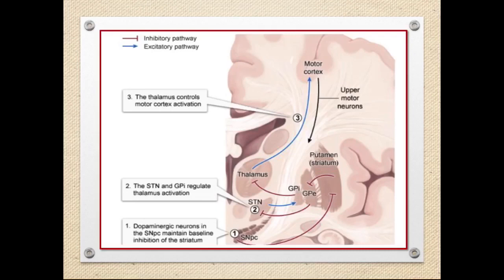this diagram, it shows very clear cut pathways of the connection from the basal ganglia to the ultimately movement. See, the first point is dopaminergic neuron in the substantia nigra pars compacta. It's written over here, dopaminergic neuron in the substantia nigra pars compacta. It maintain baseline inhibition of the striatum via D1 and D2.